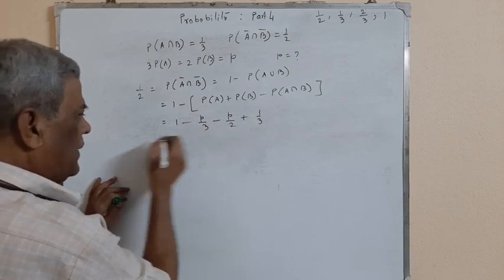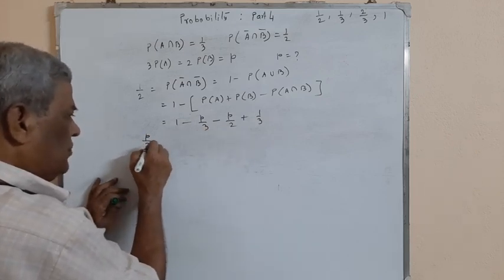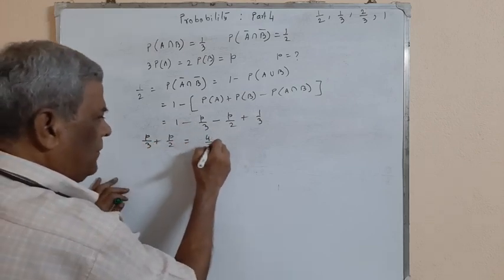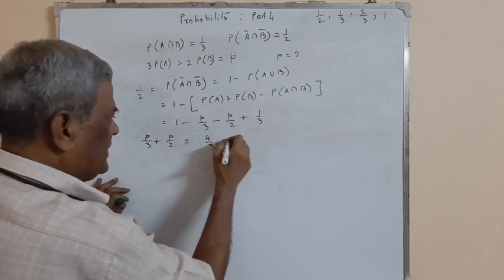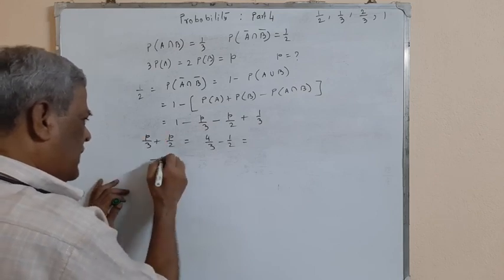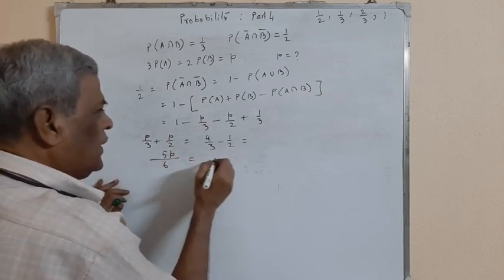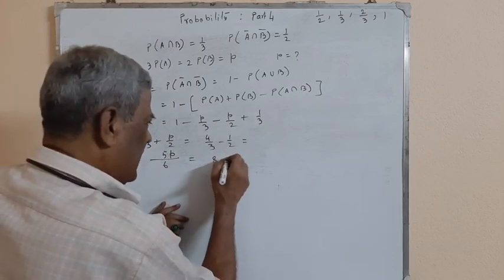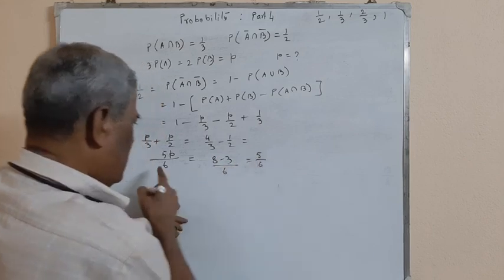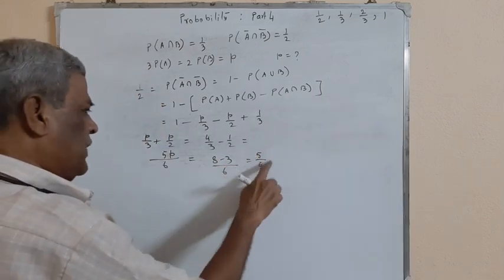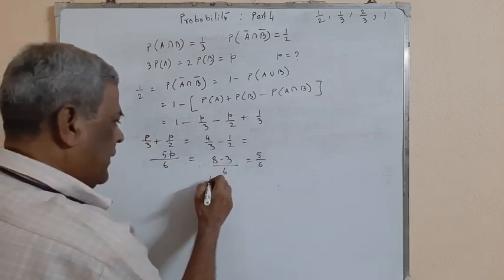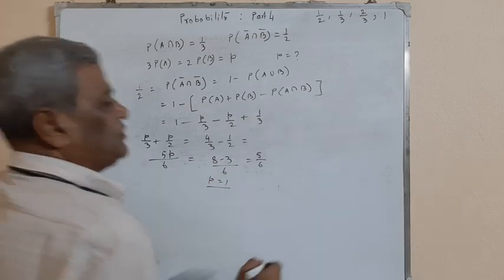So together P by 3 plus P by 2 on that side is equal to 4 by 3 minus half, so that it is 6, 5P by 6 is equal to 8 minus 3 by 6, so that 5 by 6. So 5P by 6 is equal to 5 by 6, so that 6 cancels, 5 cancels, P is equal to 1. So 1 is the correct option.